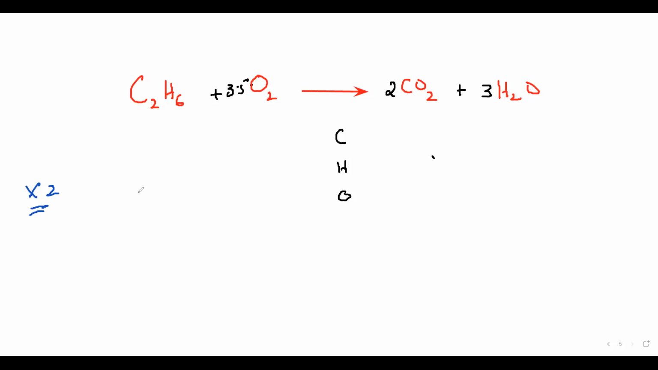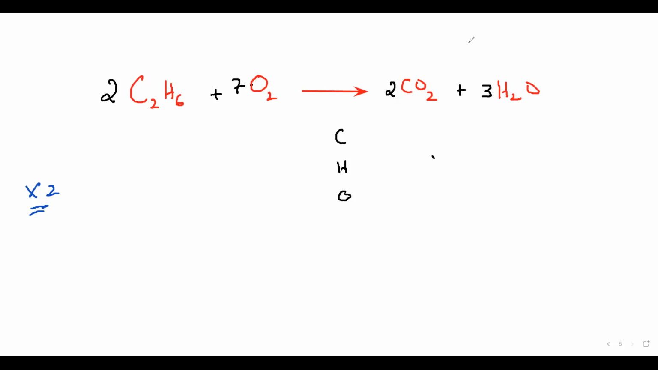So when I multiply all of them by 2, what does it become? This will become 2 C2H6. This 3.5 multiplied by 2 becomes 7 O2. This 2 multiplied by 2 becomes 4 CO2. And this 3 multiplied by 2 becomes 6 H2O. So this equation is balanced in terms of carbon, hydrogen and oxygen.